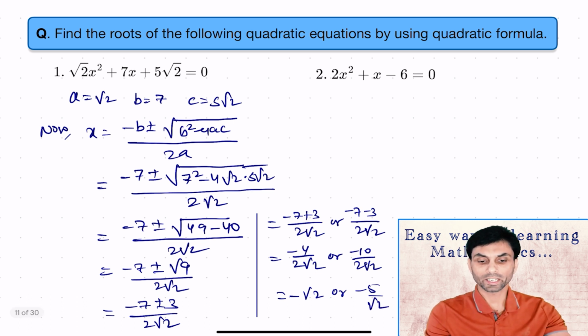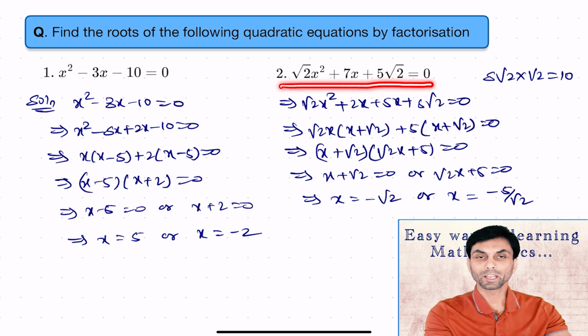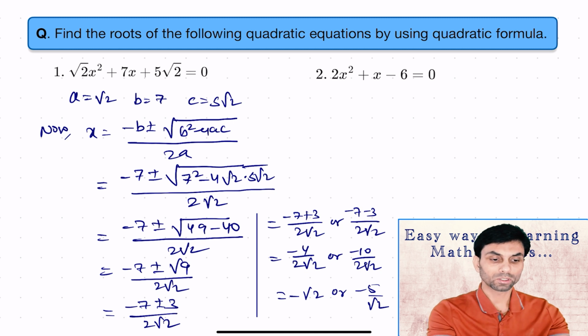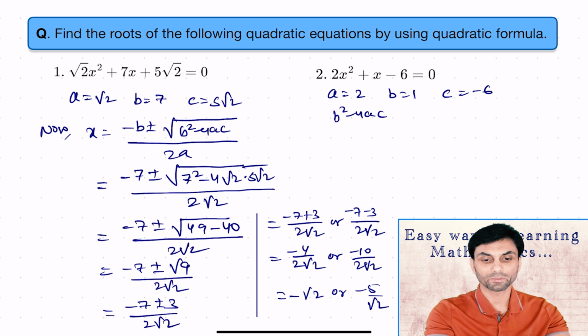So as we see in this case, the value of the root is minus root 2 and minus 5 upon root 2, which was the same when we solved the same equation using the factorization method. So it doesn't matter by which method you solve, you are going to get the same answer as the root of the quadratic equation. If you talk about the next question, where the value of a is 2, b is 1 and c is minus 6, let's find out the value of b square minus 4ac first.